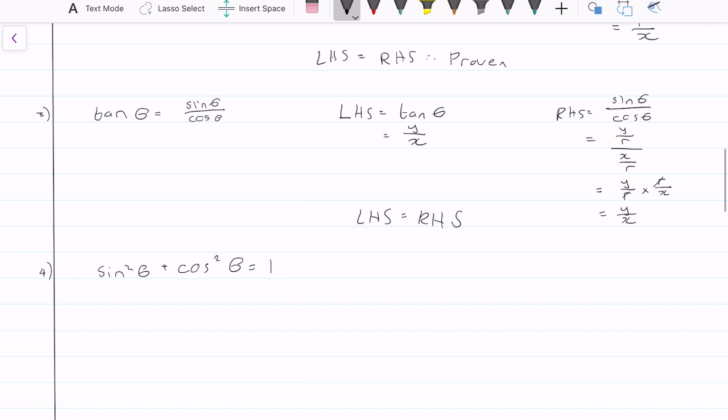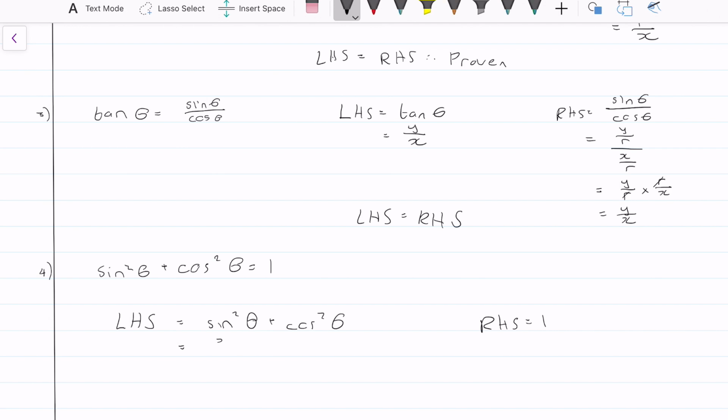Now we have sine squared plus cos squared equals 1, and we have to prove this. On the left hand side, when I say left hand side, obviously I mean on the left hand side of this equal sign, just in case. The left hand side equals sine squared theta plus cos squared theta, and our right hand side equals 1. So what is sine squared theta?